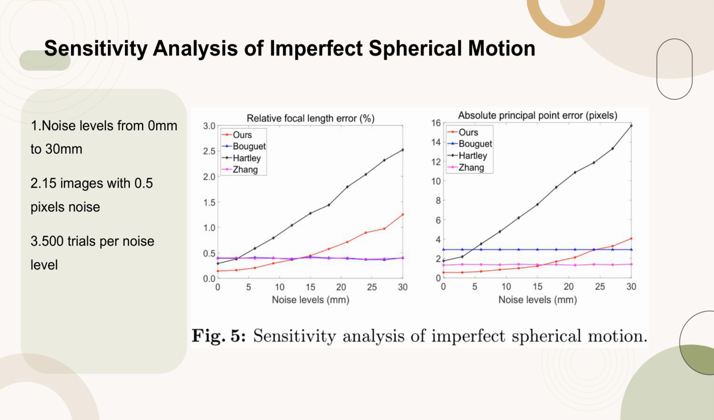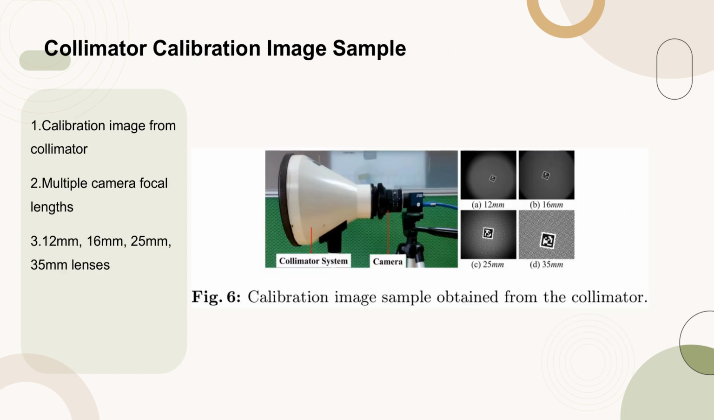The results show that noise has no impact on Baguette and Zhang, as they do not rely on the spherical motion constraint. As the noise increases, the calibration errors of ours and Hartley increase gradually. Notably, Hartley is significantly influenced by noise, whereas ours displays superior robustness. Even with noise levels below 15 mm, equivalent to 2.143% of the spherical radius, our algorithm remains superior to the alternatives.